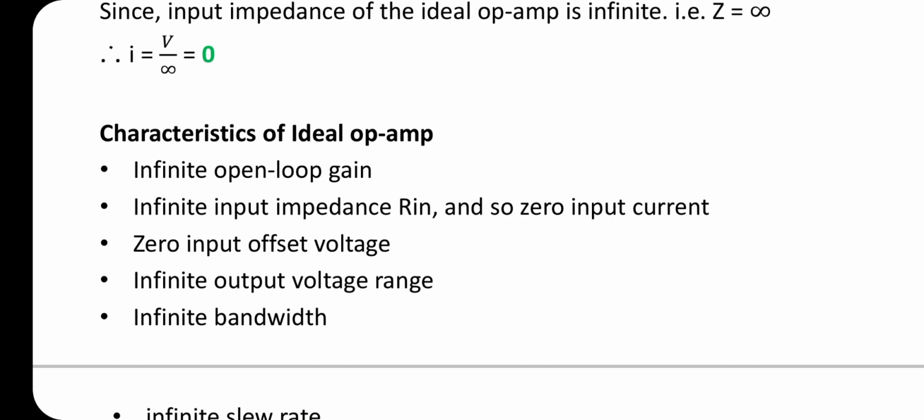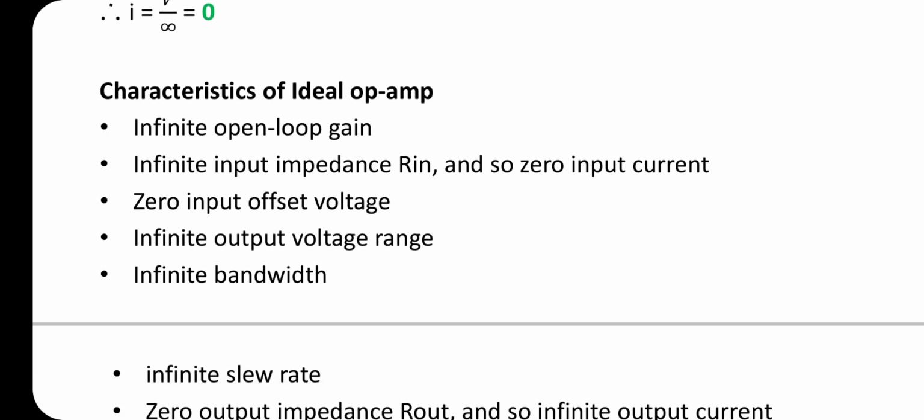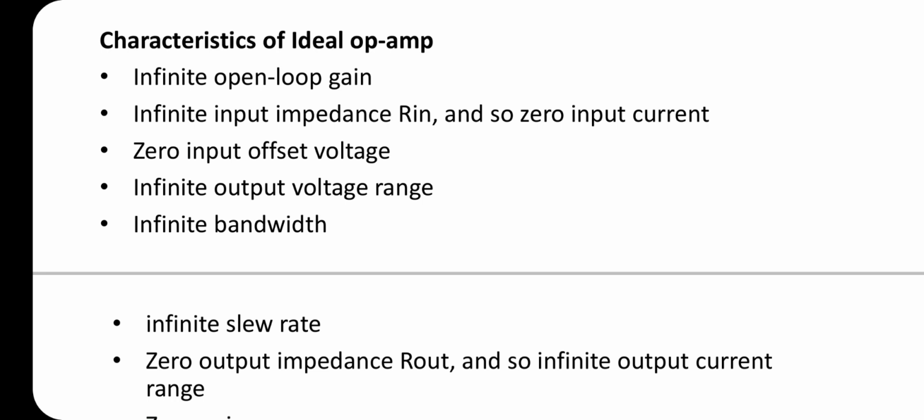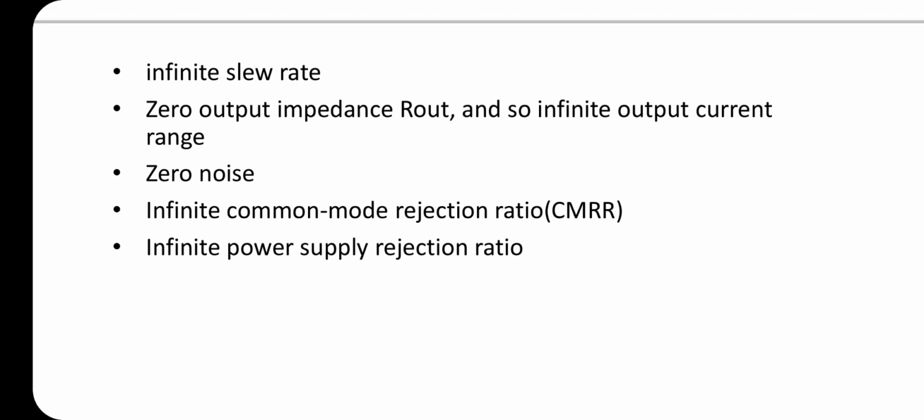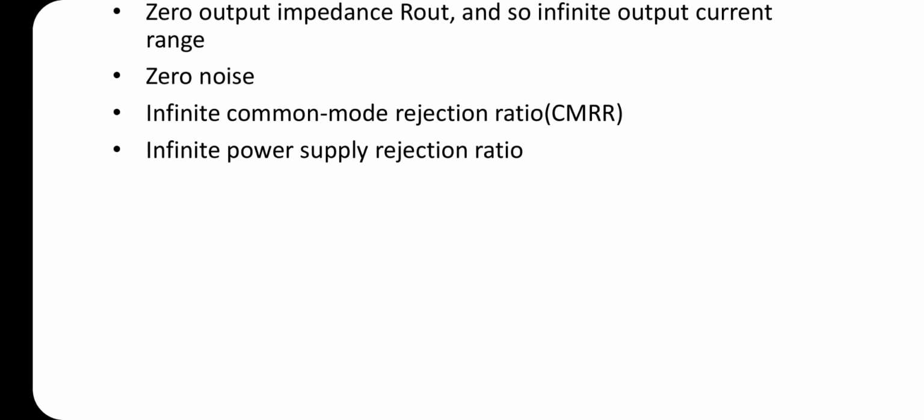The characteristics of ideal op-amp: infinite open loop gain, infinite input impedance Rin, and so zero input current, zero input offset voltage, infinite output voltage range, infinite bandwidth, infinite slew rate, zero output impedance Rout, and so infinite output current range, zero noise, infinite common mode rejection ratio, and infinite power supply rejection ratio.